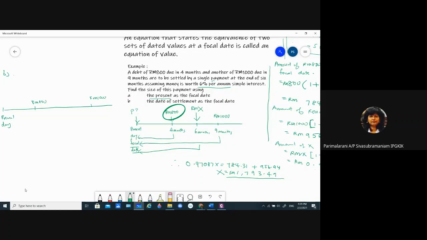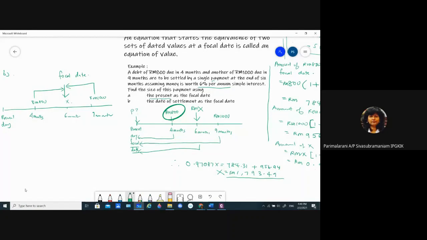We want to use the date of settlement as the focal date. So what is the date of settlement? When does she want to settle it? 6 months. Yes. So this is 4 months, you're supposed to settle in 4 months. This is 9 months. She wants to settle it at 6 months. This is X. So now they say use this as your focal date, which means all calculations are based on this. Your 800 is from here to here; you want to calculate how much it is here. The 1000 is from here to here.